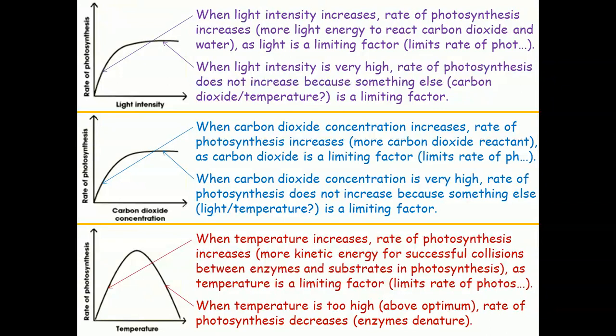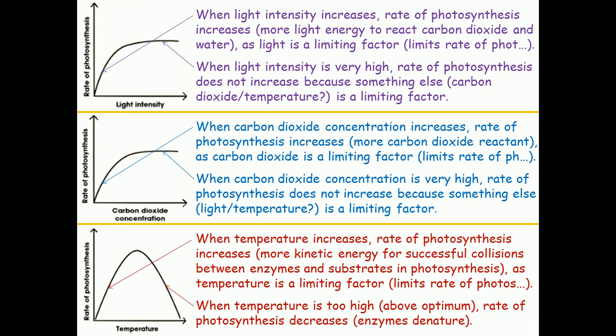When carbon dioxide concentration increases, the rate of photosynthesis also increases, and this is because carbon dioxide is a reactant. The carbon dioxide is the limiting factor, so it's limiting the rate of photosynthesis. When carbon dioxide concentration is very high, the rate of photosynthesis does not increase, because something else is a limiting factor, which could be light and or temperature.